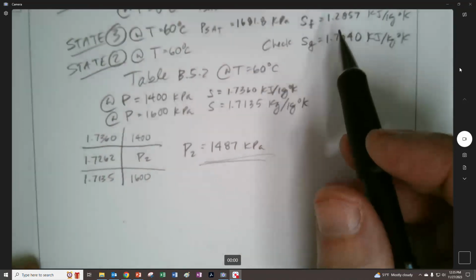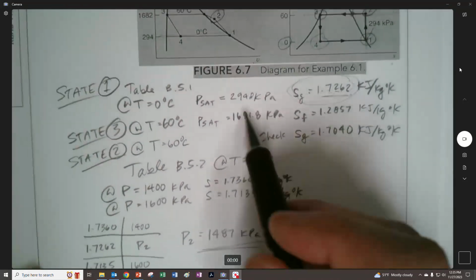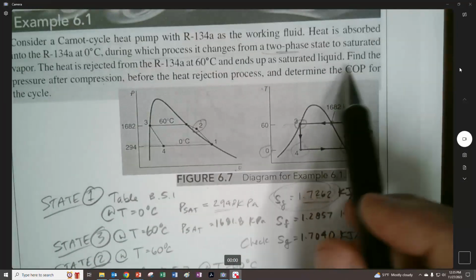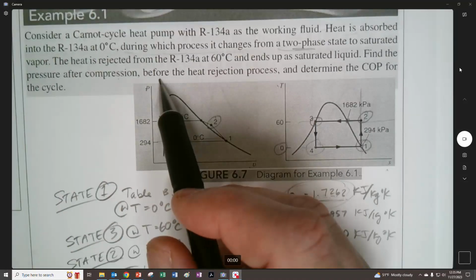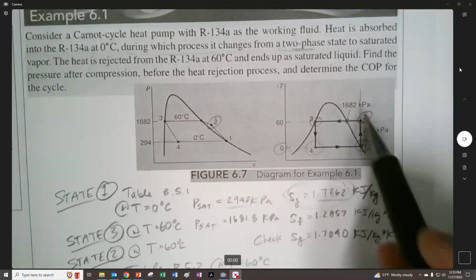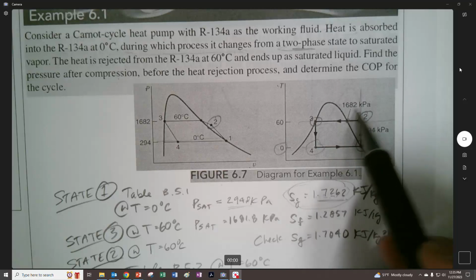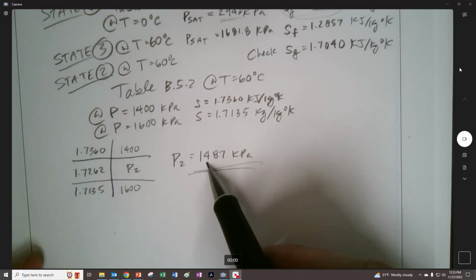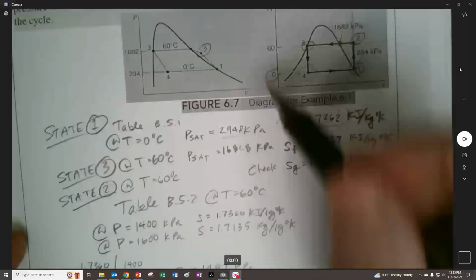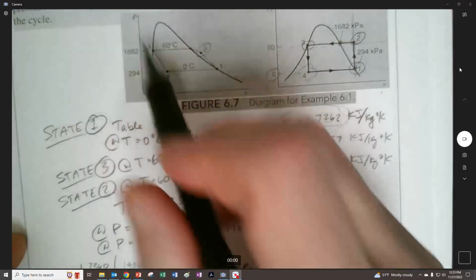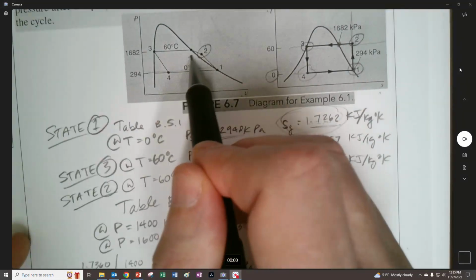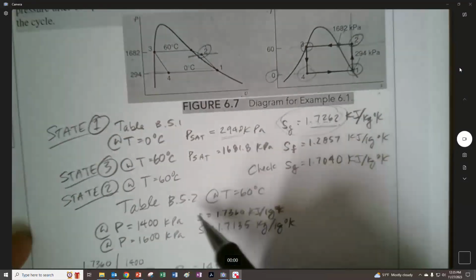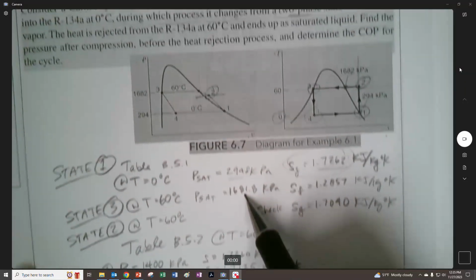In fact, I think right here we've already answered one of the other two questions, because they said find the pressure after compression and before the heat rejection process, which is this process right here. So we found that it's going to be 1,487 kilopascals, which you could see on a PV diagram. Yes, this is less than this 1682, which is what we found to be the PSAT right there.